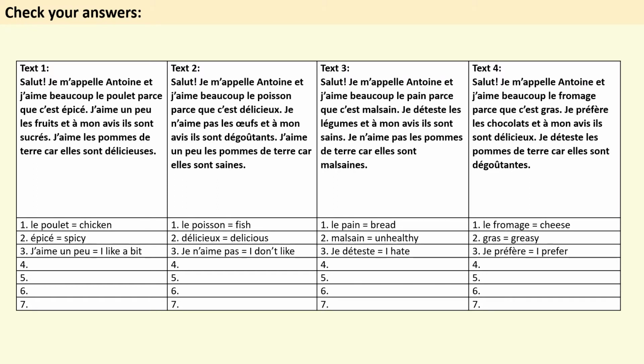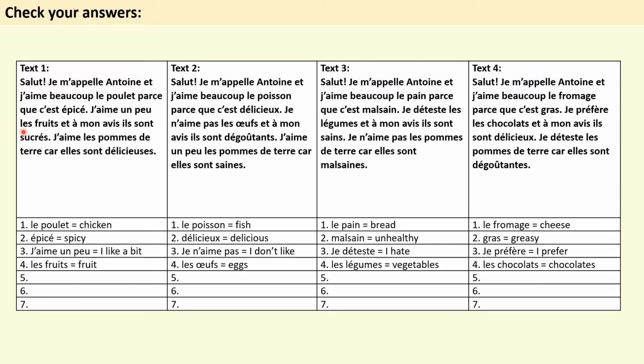Okay, number 3, the difference was the verb. J'aime un peu, I like a bit. Je n'aime pas, I don't like. Je déteste, I hate. And je préfère, I prefer. Pause to check that or correct it or tick it. Press play to go on.